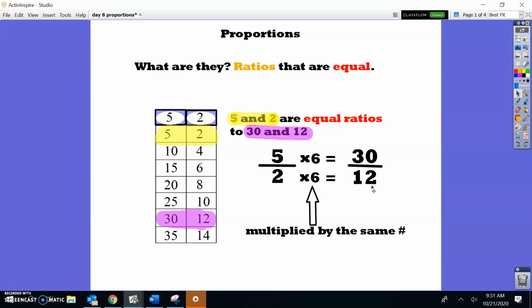They must be equivalent. So if you see over here in the rate table, you see the number 5, you see that 5 and 2 is the initial ratio, and if we continue on with the pattern, we can go down all the way to 30 and 12. So basically it's equivalent fractions, but in the form of two ratios.